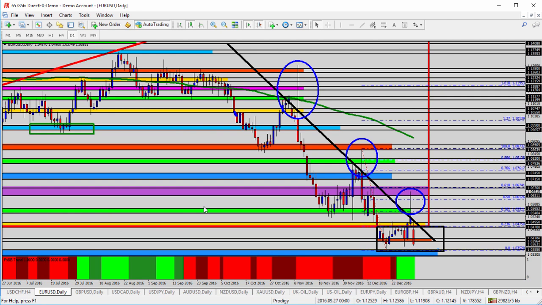We studied this late last week. Spike above the black trend line, reverse, came back down. Spike above, we can see it, each of the blue circles, even last week. Spike above the black trend line, came back down.